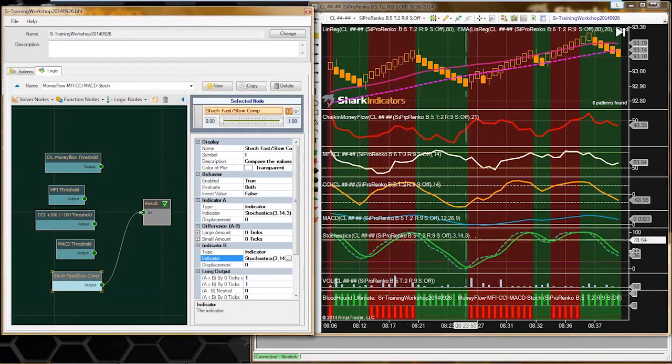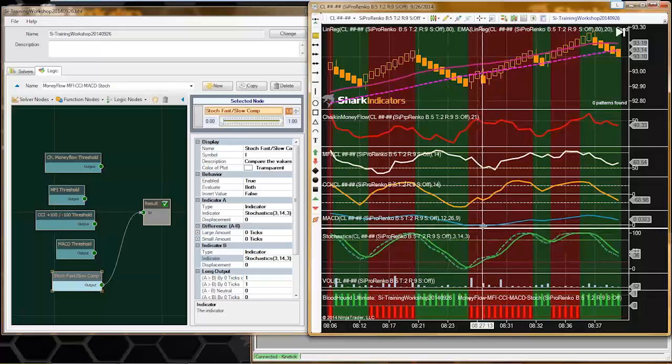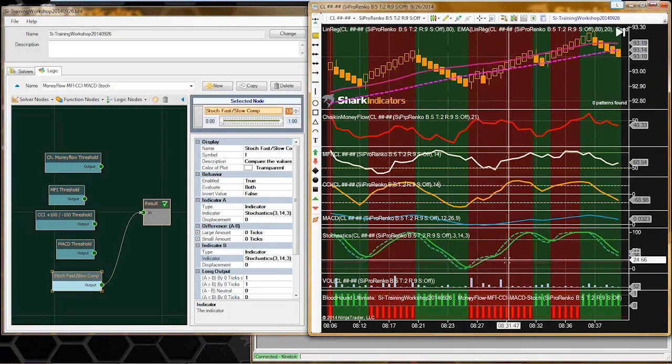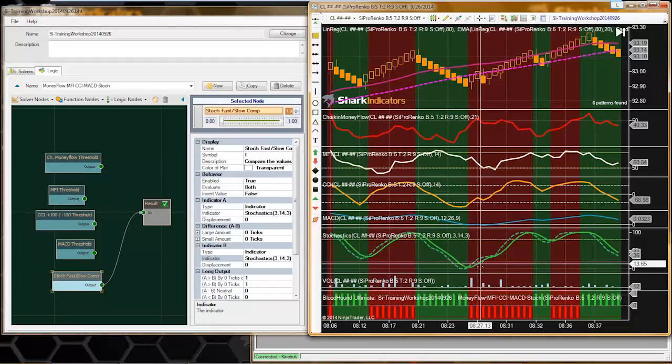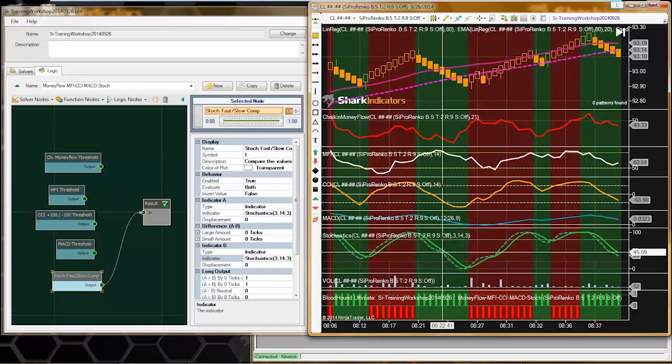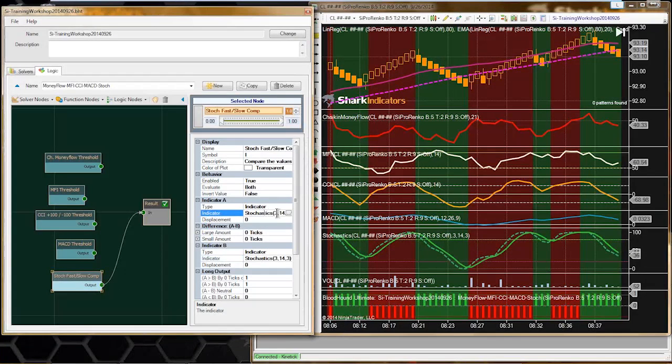Okay, so as we look at our indicator, we can see... oh, looks like I got them backwards. Sorry. The dash line is the faster, so I got those backwards. So that's actually pretty easy to fix.